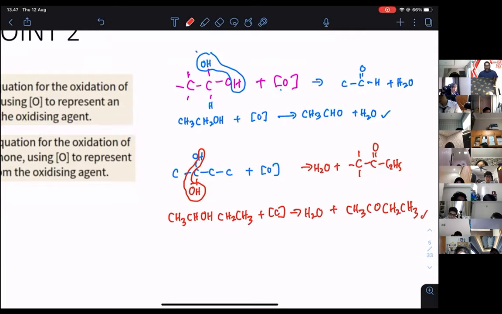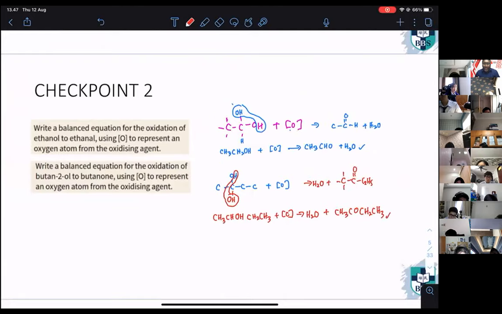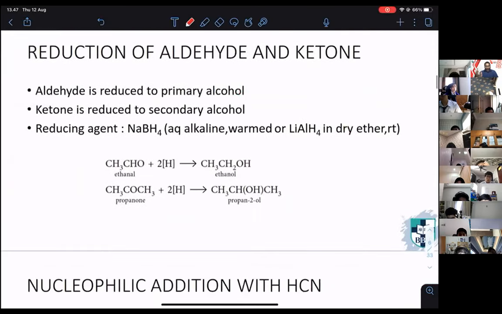Whenever you want to write the equation, let's say for example I'm just stopping at aldehyde. If I want to continue to give you carboxylic acid, how? Quite simple. Just add another O over there. In total, you require two O to give you CH3COOH plus H2O. Simple as that. So you learn how to get this done, but I will just move on. Now I taught you how to get aldehyde and how to get ketone, but now we have to go into the reaction.